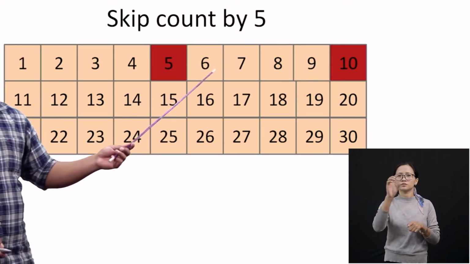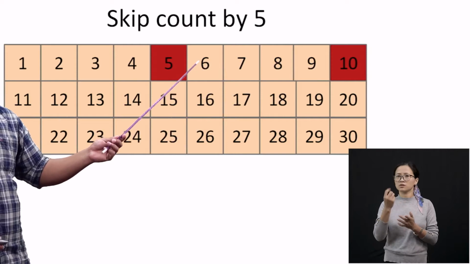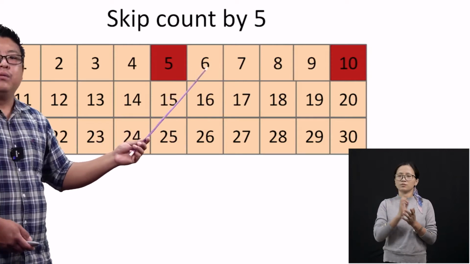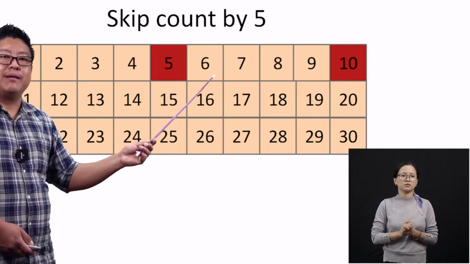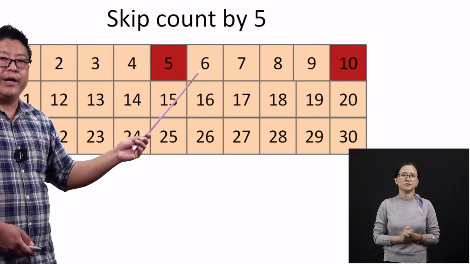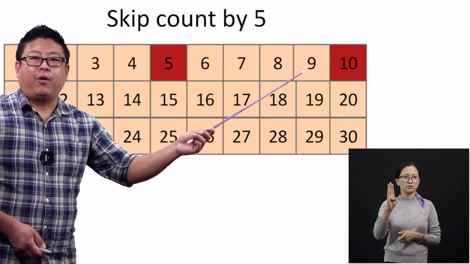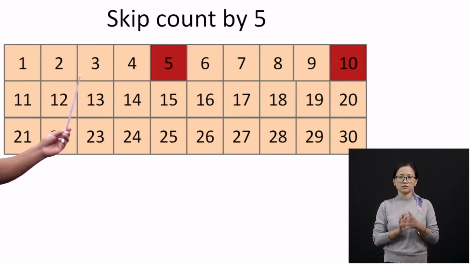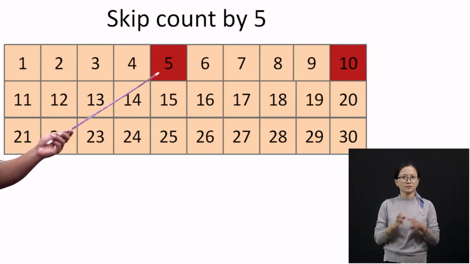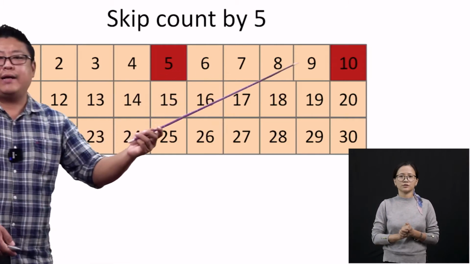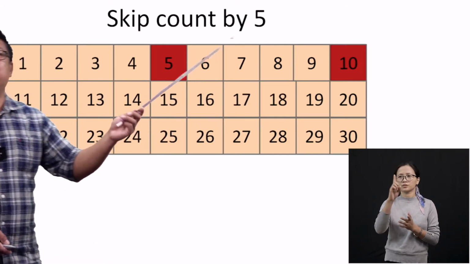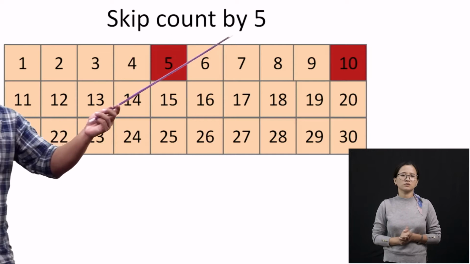So let's count the numbers from 5 to 10 again. We will not be reading this number. Instead, we will be counting from 1, okay? So 1, 2, 3, 4, 5. That means from 1 to 5, the difference is 5. From 5 to 10, again we counted 5. So this is skip count by 5.